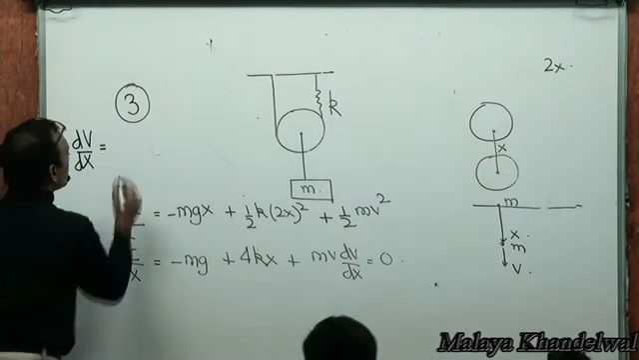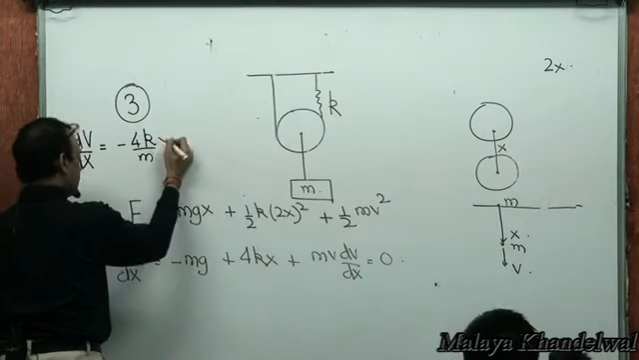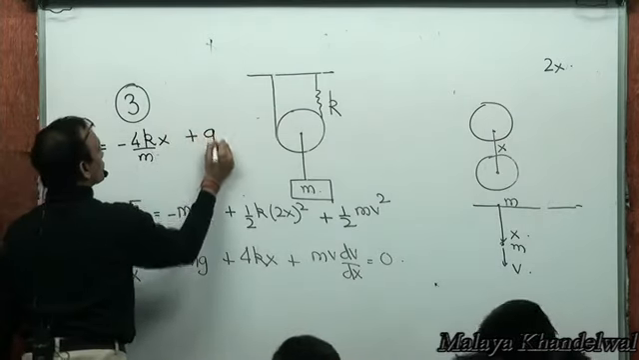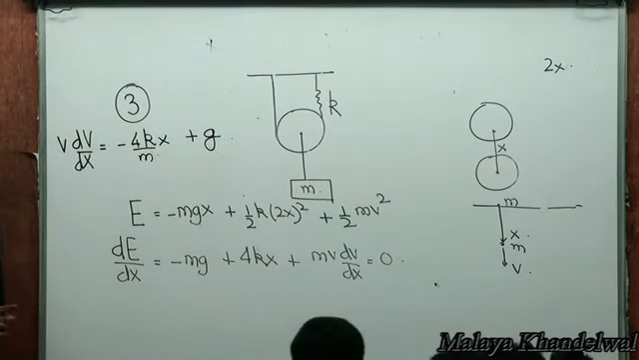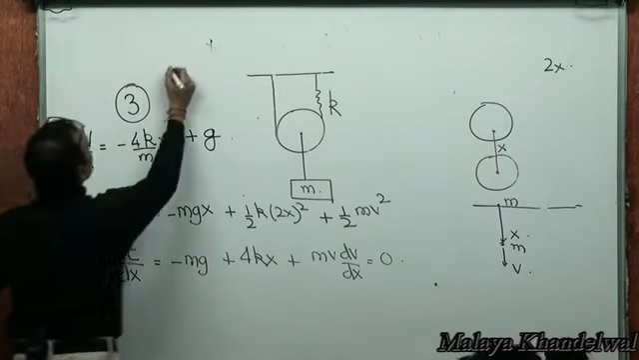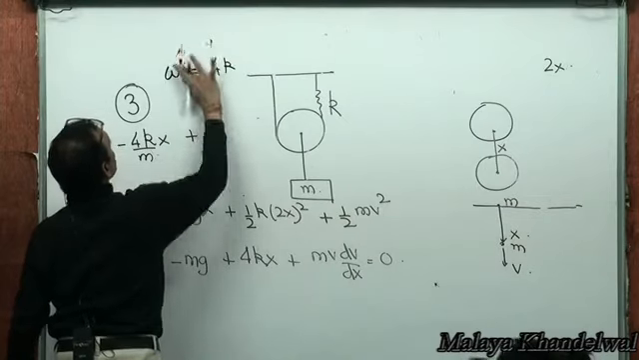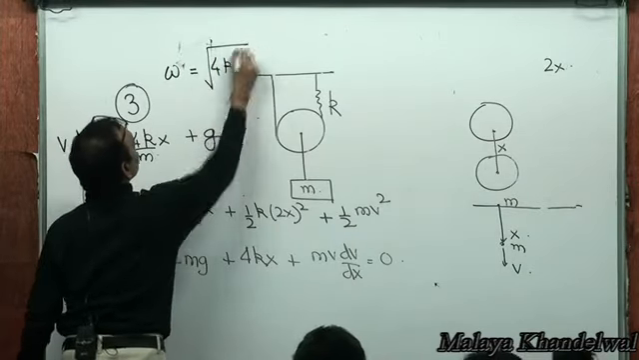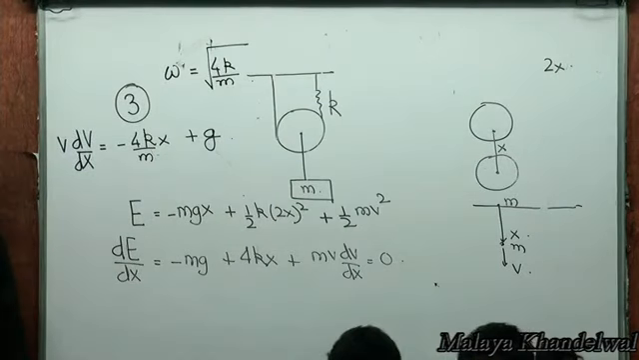as minus 4k by m into x plus g. Motion is simple harmonic therefore, and 4k by m must be omega squared, right? Omega squared therefore must have been 4k by m. Omega must have been therefore root of 4k by m, right?